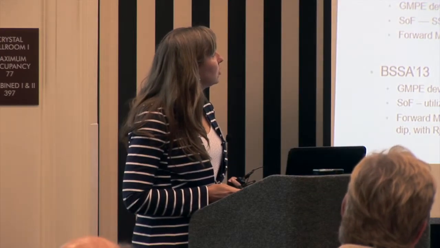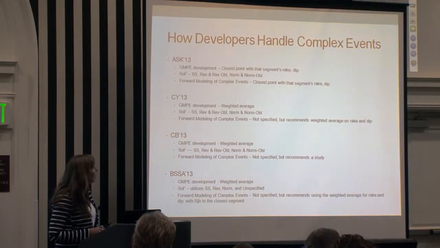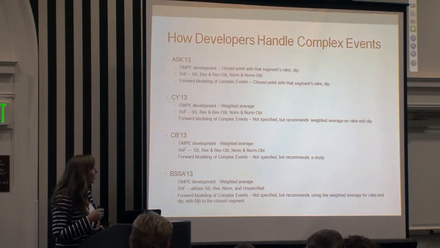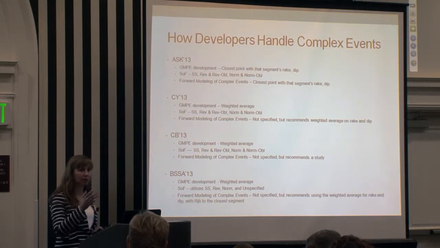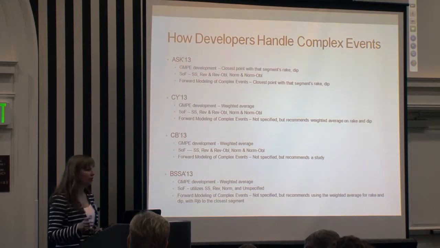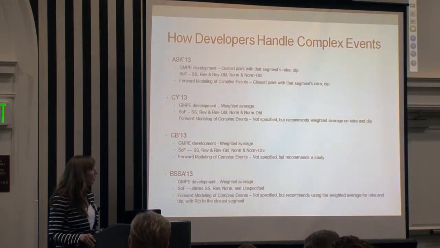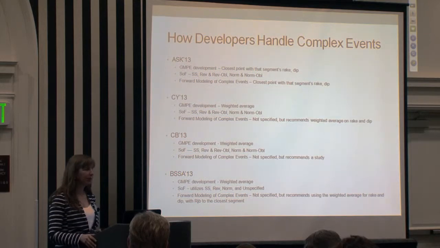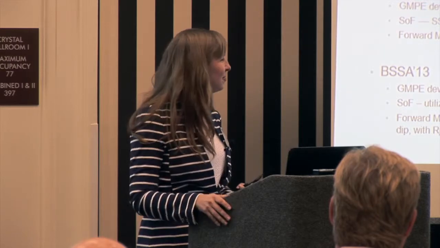Going on to Chiou and Youngs 13, they use the weighted average, so that's that method 2 that I showed. They have strike slip, reverse and oblique, normal and oblique as well. And again, it's not specified within the paper, but they're recommending to use a weighted average of the rake and the dip within the GMPEs. For Campbell and Bozorgnia, again, they use the weighted average. Same style of faulting as previously. They did not specify in their paper how to do a complex event, but they did suggest that we do a study about it. If you know Yusuf, that's actually pretty funny.